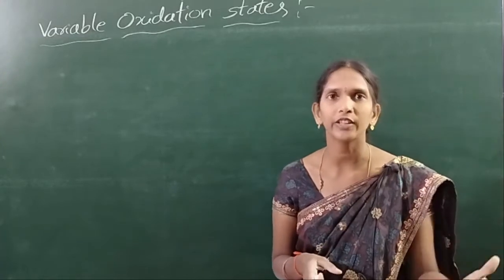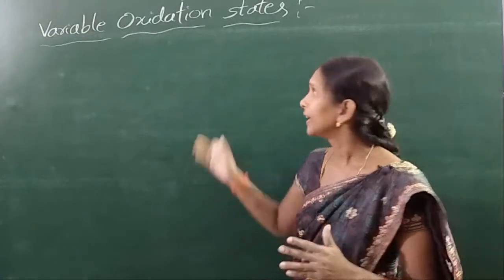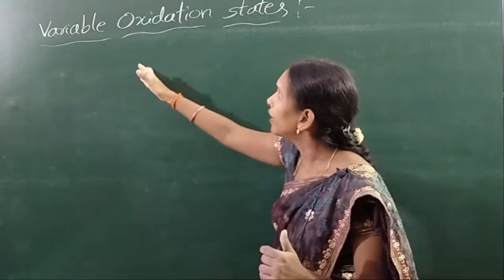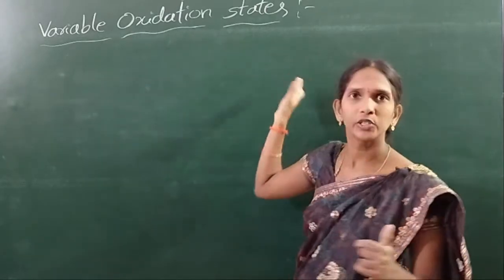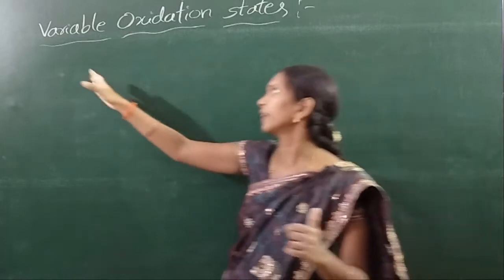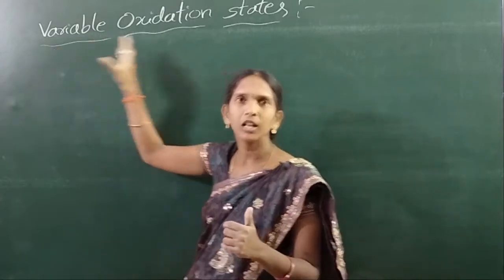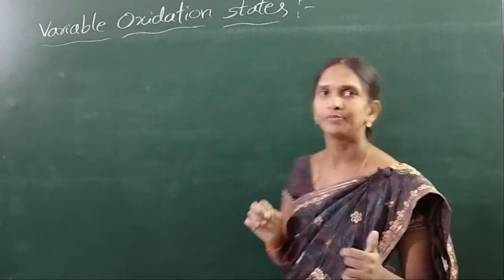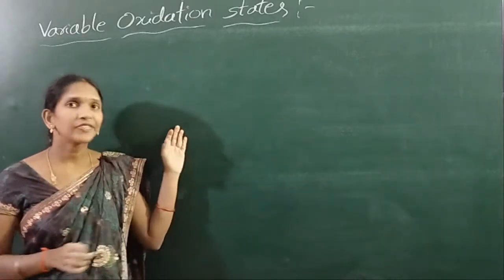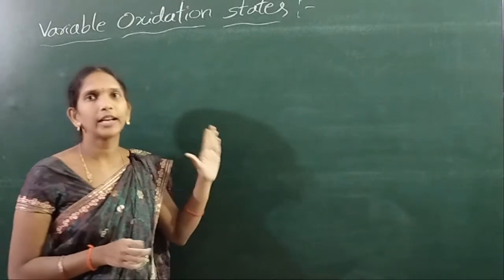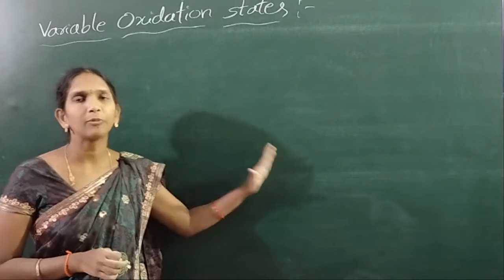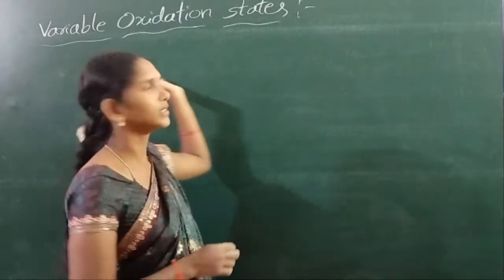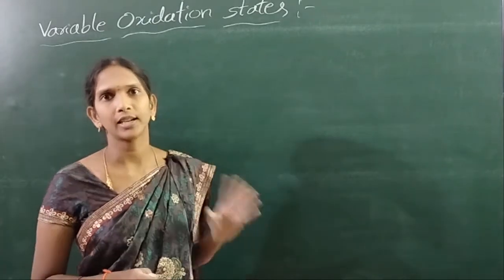Electronic configuration of D block elements. In this class we discuss the variable oxidation states. Variable means different. One of the most important characteristics of D block elements is this variable oxidation state.